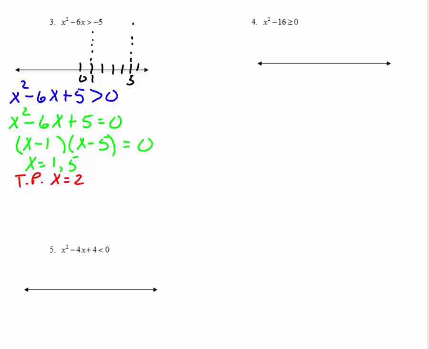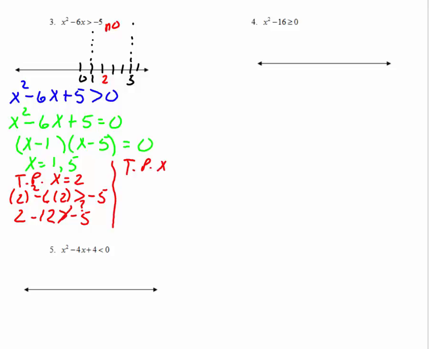So test point of 2, I'm going to go back to the original. So I get 2 squared minus 6 times 2 is supposed to be greater than negative 5. Well, I get 4 minus 12 is supposed to be greater than negative 5, which is not true. So my test point 2 was a no. So let's go ahead and try 0. Test point of x equaling 0. Plugging in 0, I get 0 squared minus 6 times 0 is supposed to be greater than negative 5. Well, 6 times 0 is 0, and 0 squared is 0, so I get 0 is greater than negative 5, which is true.